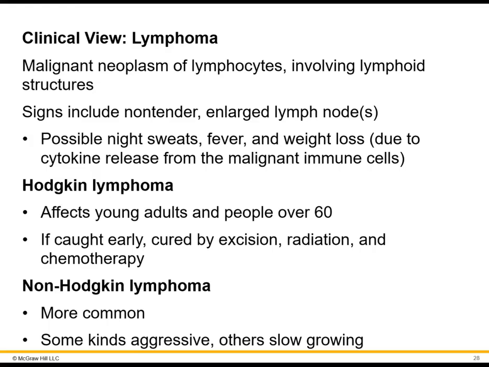Non-Hodgkin lymphoma is the more common form, and the aggressiveness is going to vary. Some kinds of non-Hodgkin's lymphoma are aggressive, other kinds are slow growing, and really it just depends on which immune cell is involved and what the mutation is in that cell that's causing the cancer.